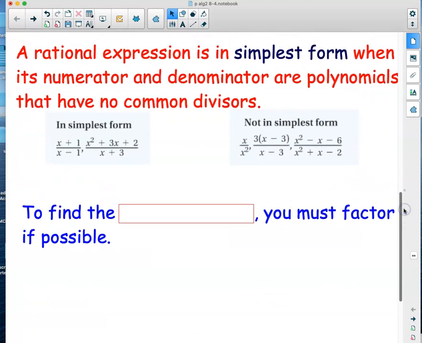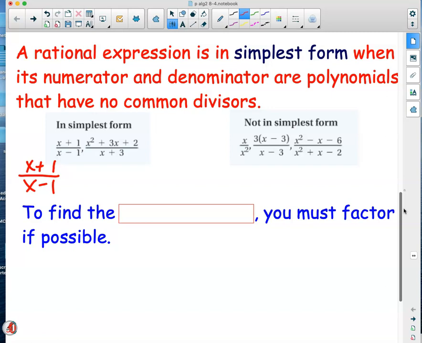Smartboard's a little slow here. And I see x plus 1 over x minus 1. They wrote it kind of goofy. They've got a little comma here, but they're saying, here's 1. Yeah. I mean, I can't cancel that. One has addition and one has subtraction. They're not a perfect match. I can't do anything with that.